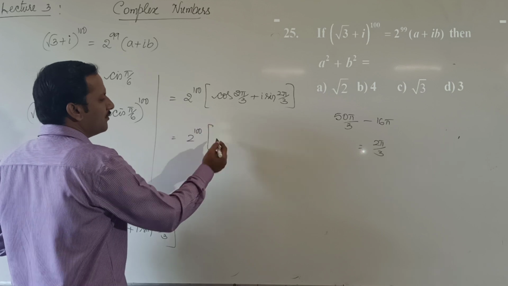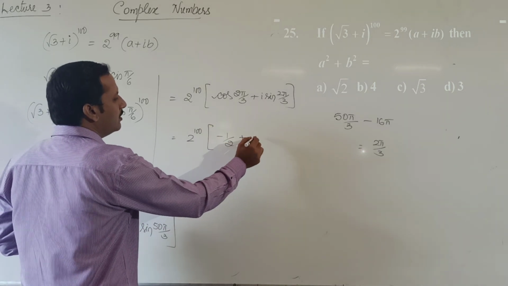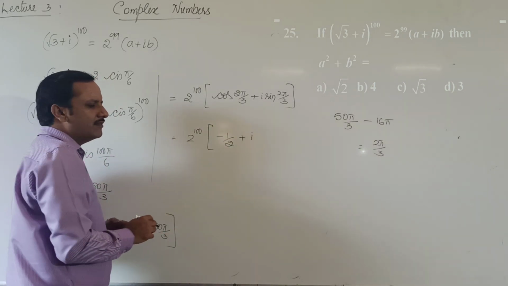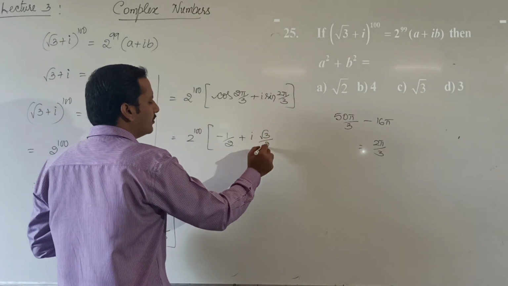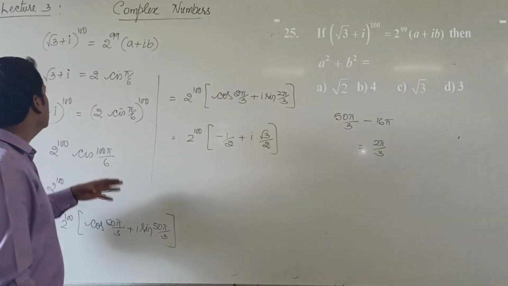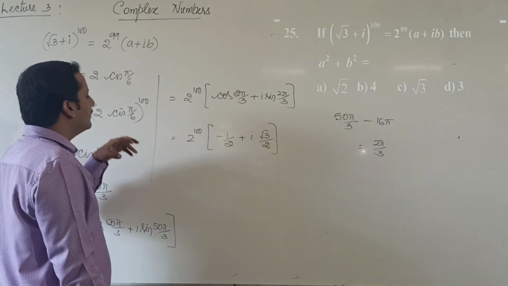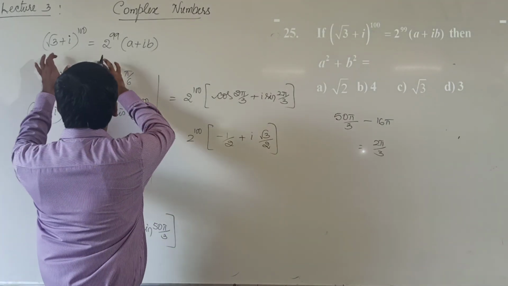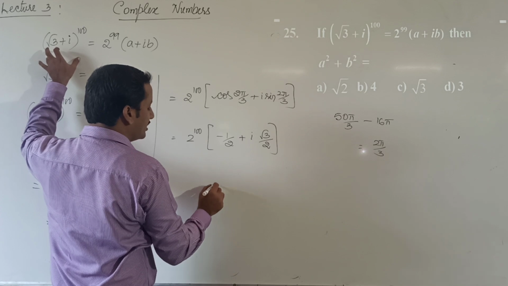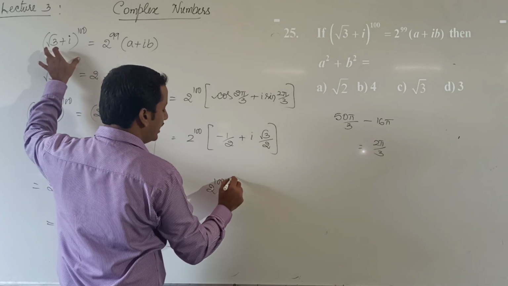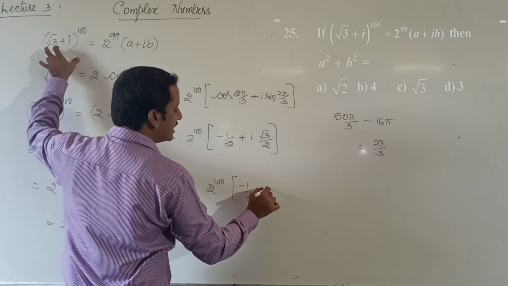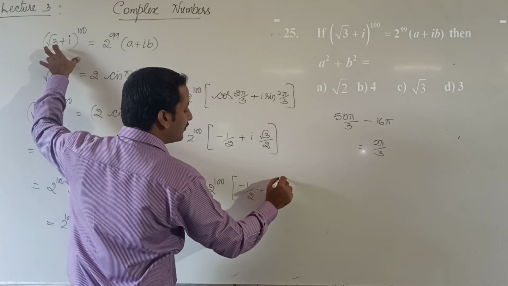Cos 2 pi by 3, cos of 120 degree, which is minus 1 by 2. Sin 2 pi by 3, sin 120 degree, root 3 by 2. Okay. This is on LHS. But on RHS what will I do? Okay, so in place of root 3 plus i whole power 100, I will write this: 2 power 100 into minus 1 by 2 plus i root 3 by 2.